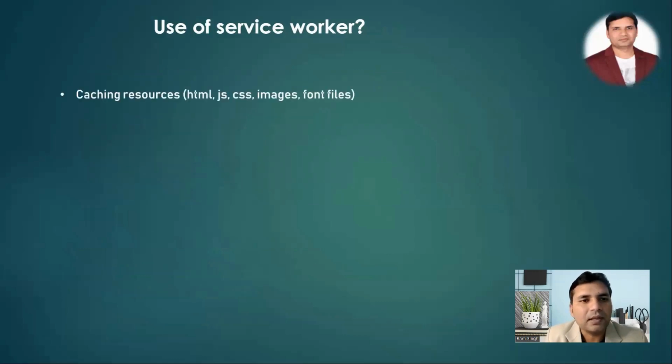So the first point is caching resources. You can define your cache object, like what things you want to cache, either HTML or JavaScript files or CSS, images and font files. All these files are the static resources which you want to cache, so that even if you don't have the network, you will be able to load your application. Okay, and this is very important when you are building the application shell architecture.